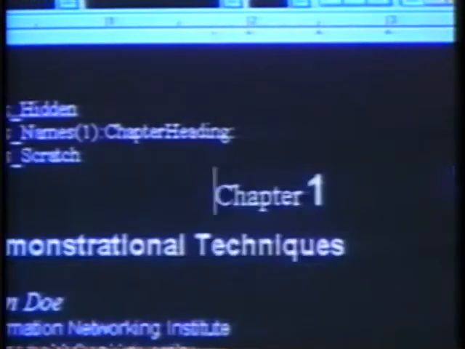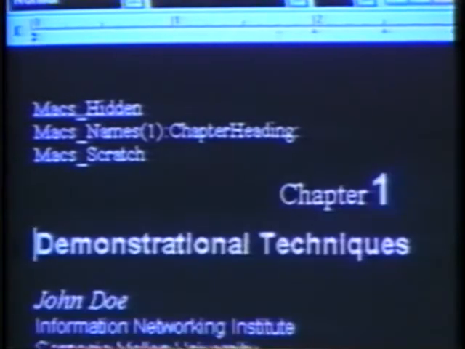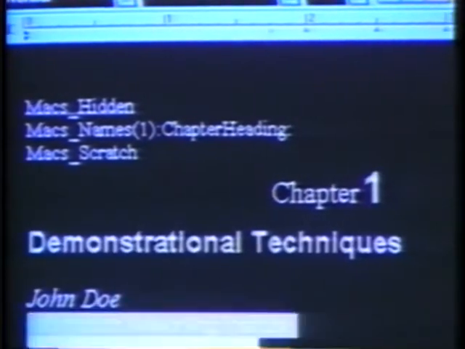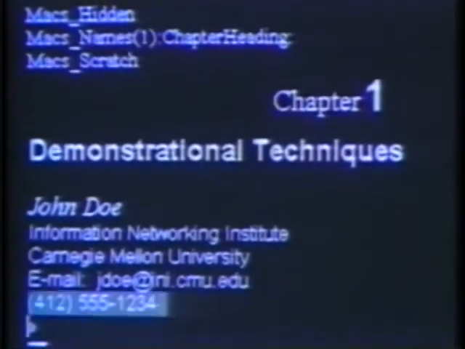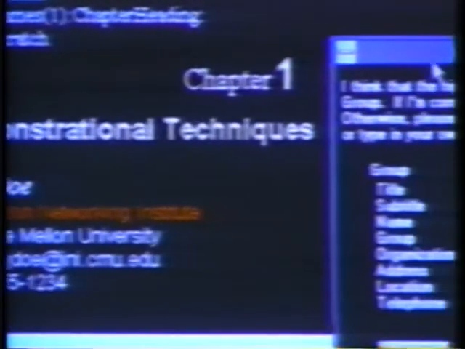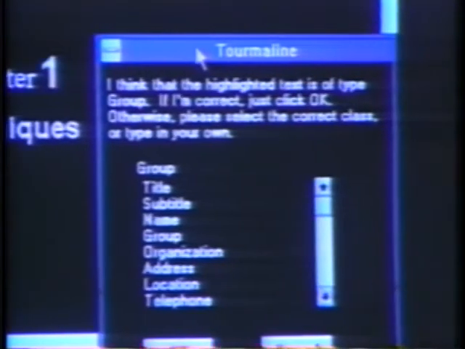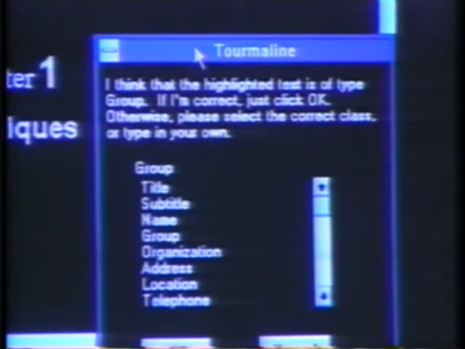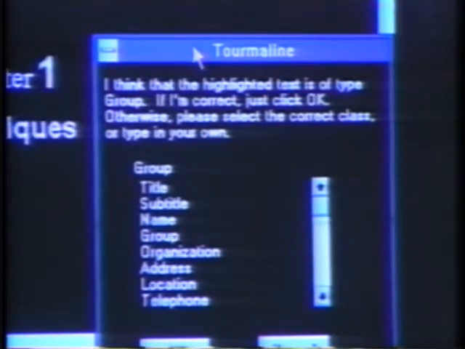Tourmaline then parses the text looking for distinct text objects. Objects are delimited by tabs, carriage returns, changes in formatting attributes, or special characters such as semicolons. Tourmaline uses a number of heuristics to try to classify each text object in the heading. Usually, Tourmaline is able to infer an object's class without any user intervention. However, sometimes the system requires some help from the user.